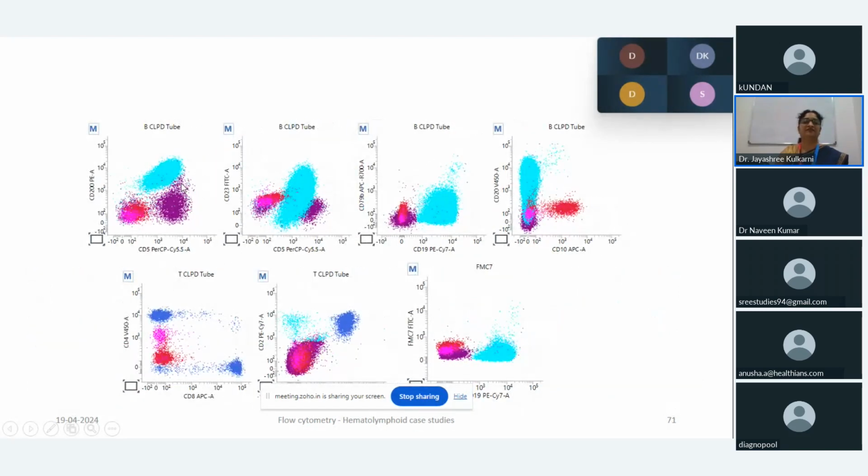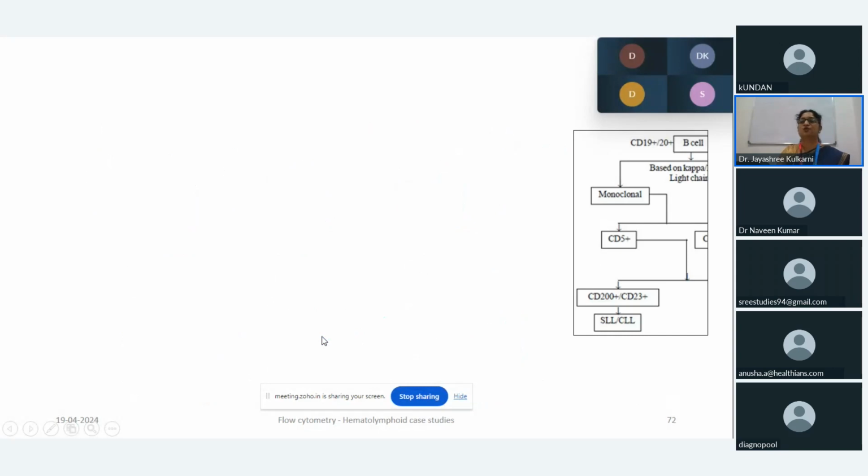Coming to 5, I told you 5 and 23 will be your next markers. As soon as your 5 and 23 are positive, your 200 is positive, your diagnosis is done. It is a case of BCLL, right? FMC7 is usually negative. T markers are negative. So this is what we got. This is a BCLL. Now there are a lot of other criteria which you need to, because of lack of time, I will skip this.